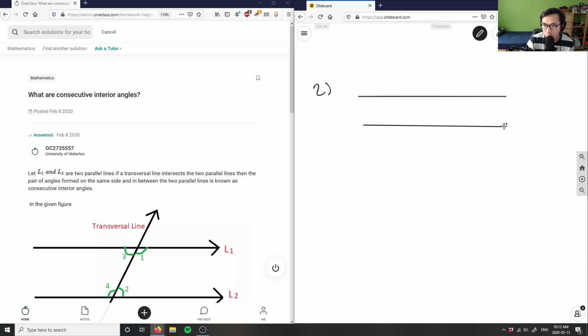So I have basically parallel lines here. You can assume these two lines are parallel. And if I drew a line that crosses these parallel lines, called the transversal line, as stated here, transversal line, I would get consecutive interior angles. So this is a transversal line.